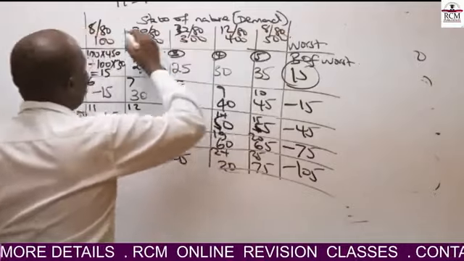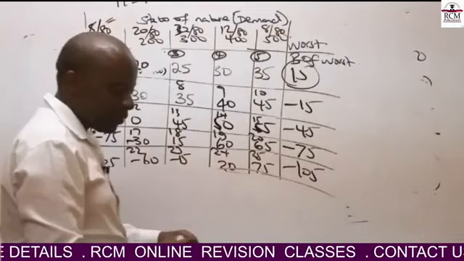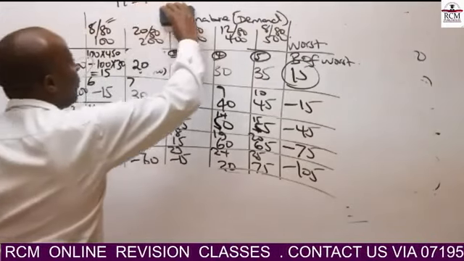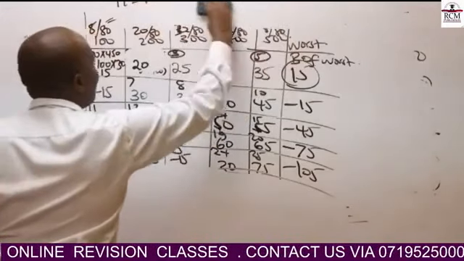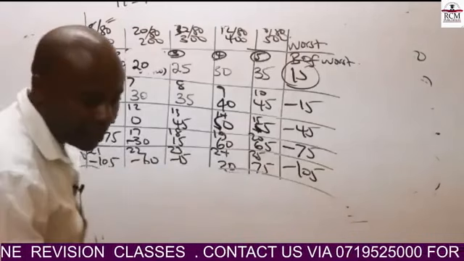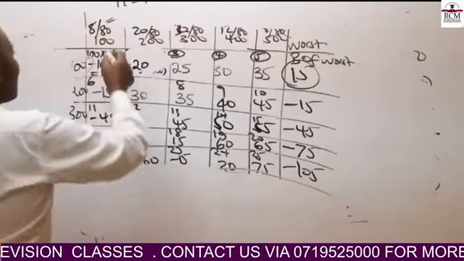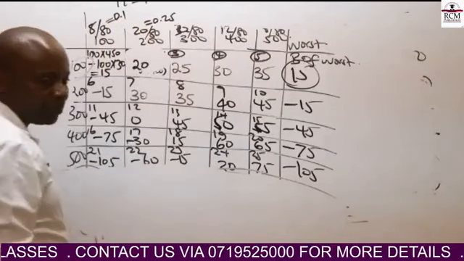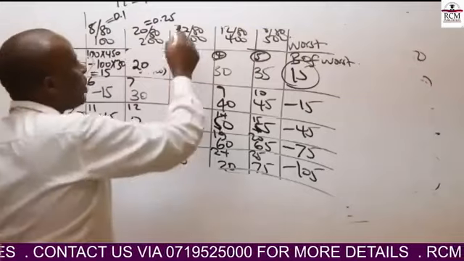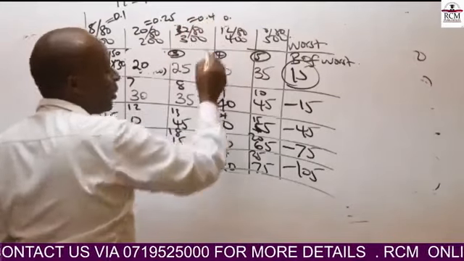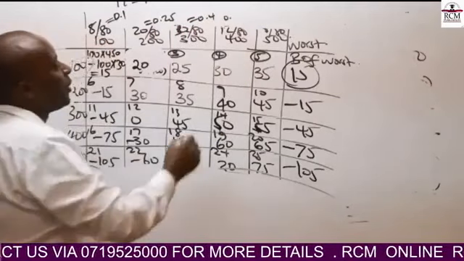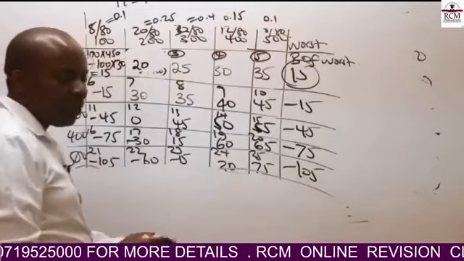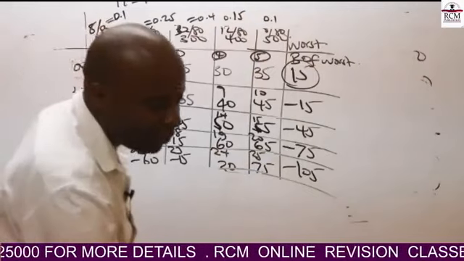So please give us figures here. Thank you very much. So 8 over 80 gives us 0.1. 20 over 80 gives us 0.25. Then 0.4, 0.15, and lastly 0.1. So now out of this, I should be able to get expected monetary value for them.